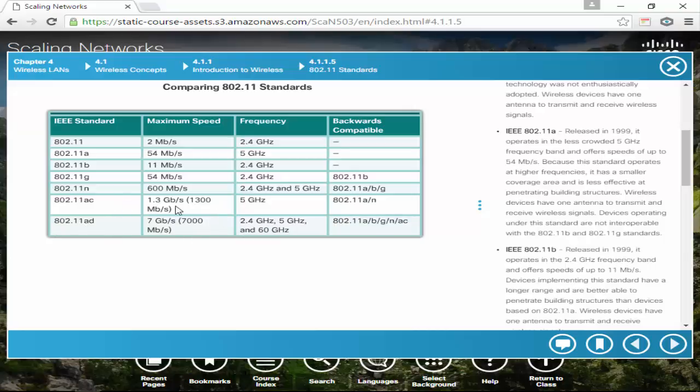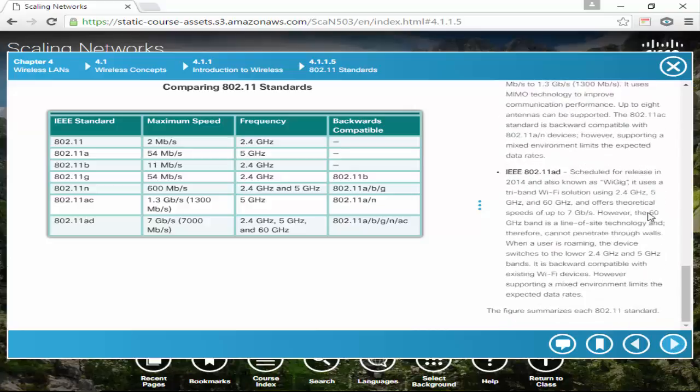And AD has even faster speeds. I have not tried AD. I don't believe it's ratified. But AC is, we do have it in the classroom, and I'm not getting quite this much speed, but I think I was getting 800 meg on it, so it is pretty fast. Okay.